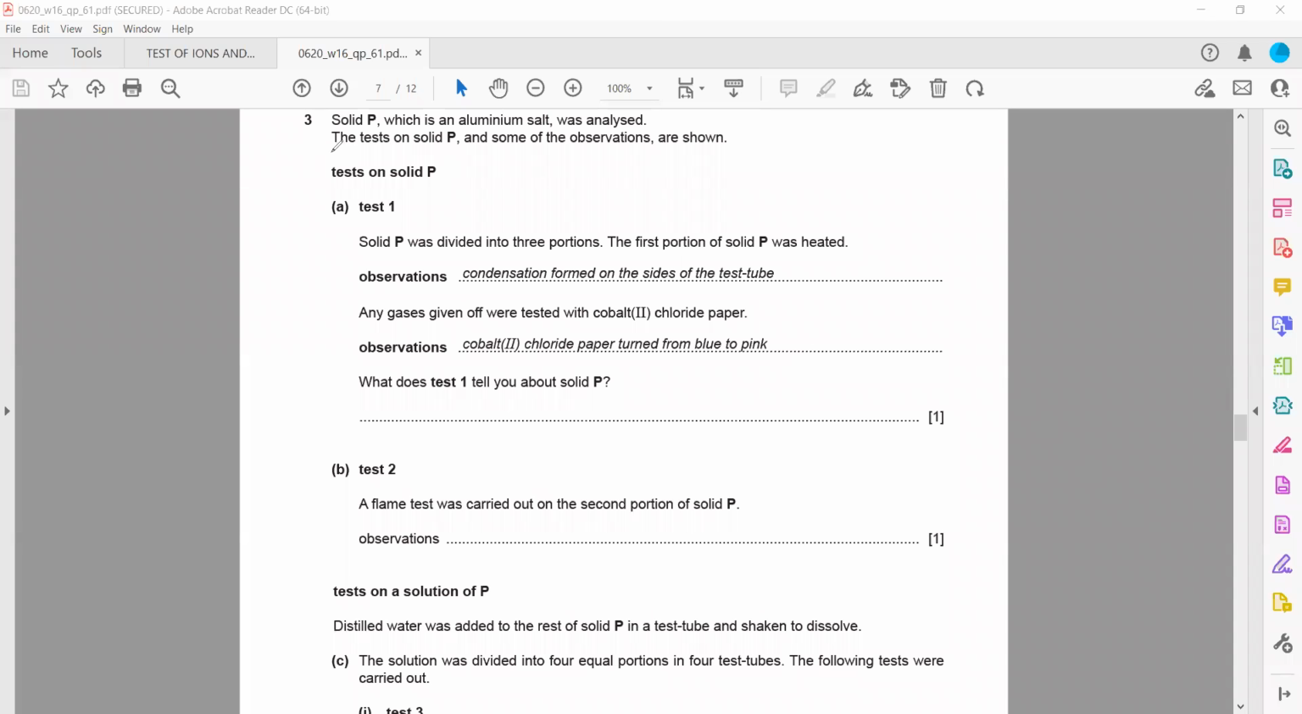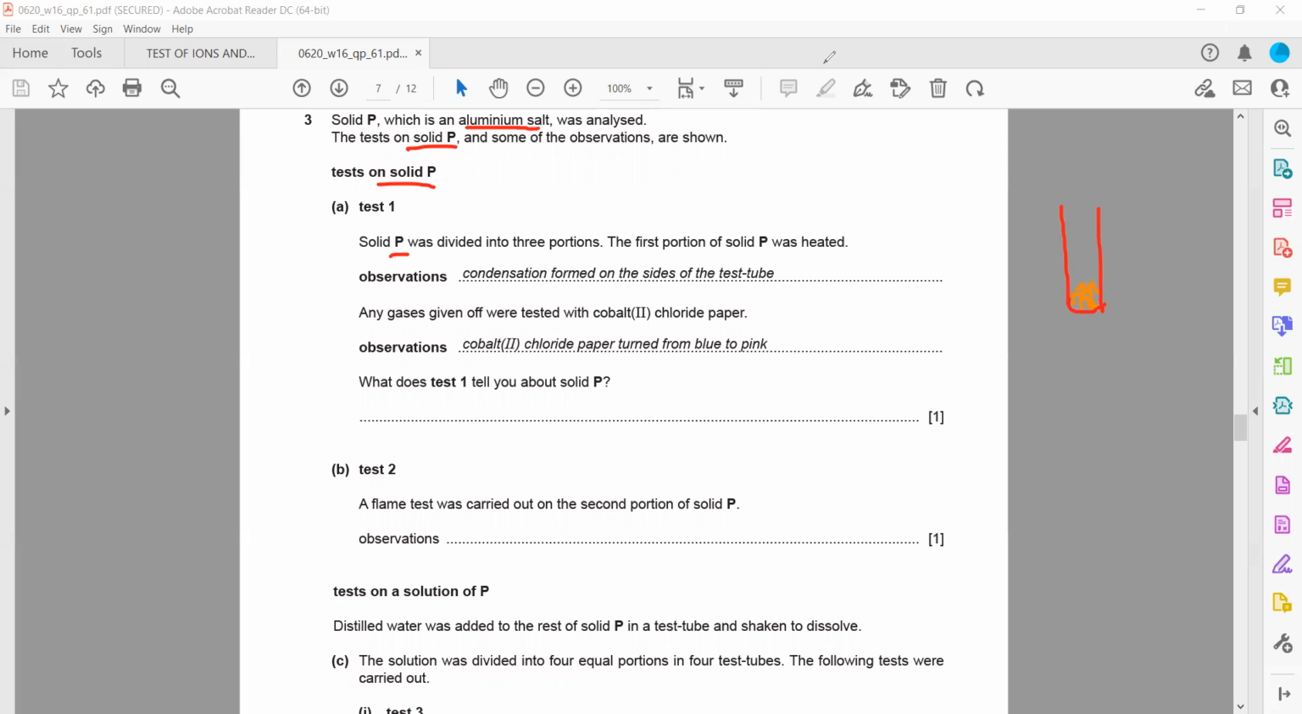In this question, solid P was an aluminum salt, so it contains aluminum ion. Tests on solid P and some of the observations are shown. Solid P was divided into 3 portions. The first portion was heated and a condensation formed. So whenever you are heating a solid salt and condensation forms, what does this give an idea? It gives an idea it contains water of crystallization, or it is a hydrated salt.